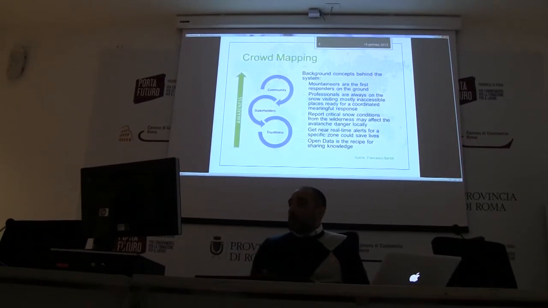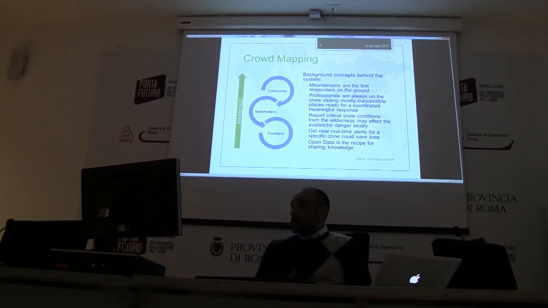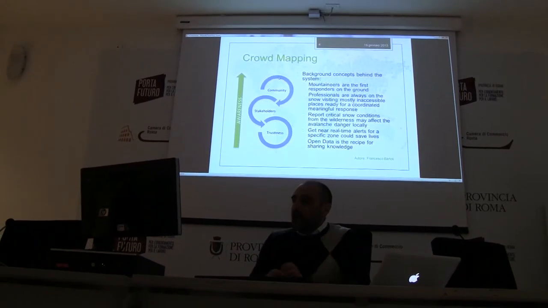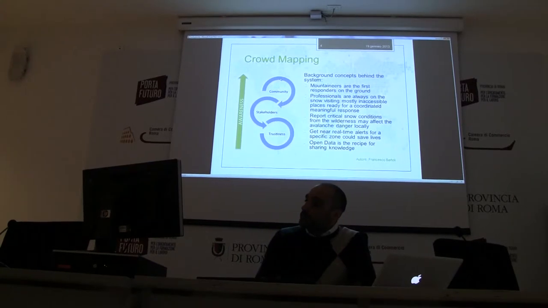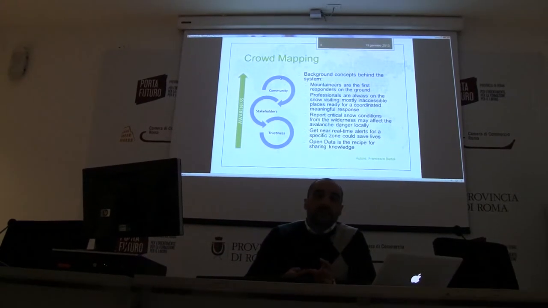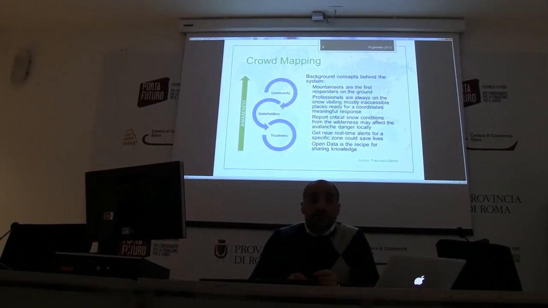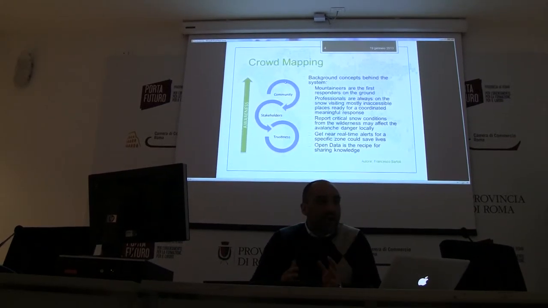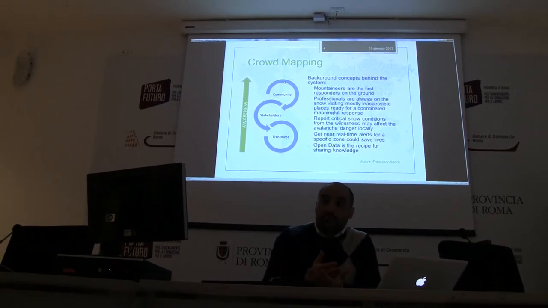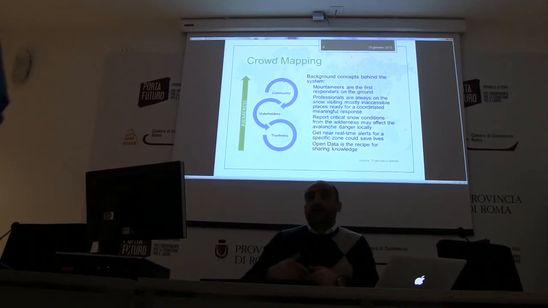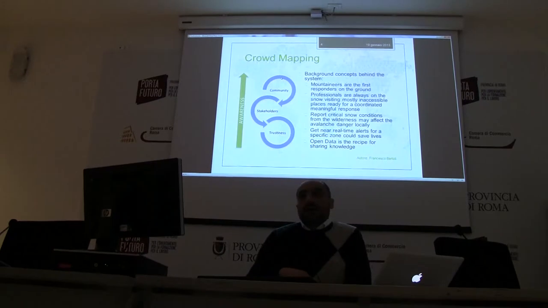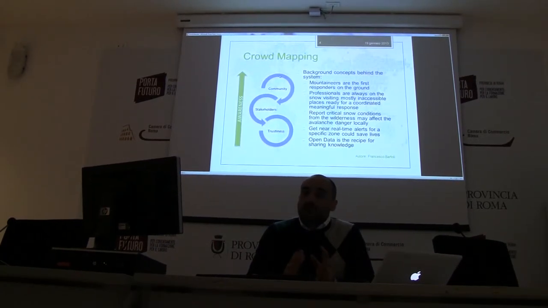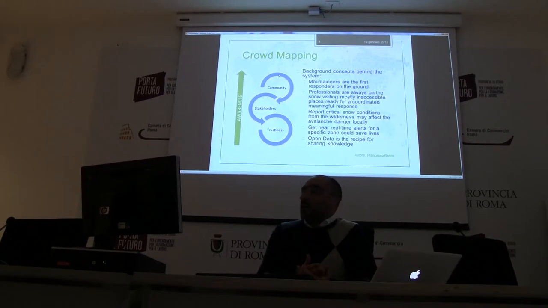In fact, professionals are always on the snow, visiting also mostly inaccessible places, and they are ready for a coordinated, meaningful response. And another key point is that at the moment, around the world, the avalanche risk is issued at a large region. It is not localized. You cannot have an avalanche risk for a specific point. You have avalanche risk for a large region, like a province, mostly, or a neighborhood about a municipality, but you cannot have avalanche risk for a specific route.